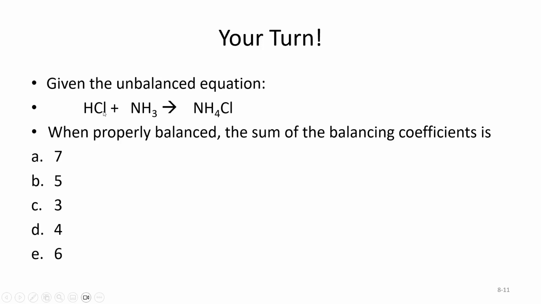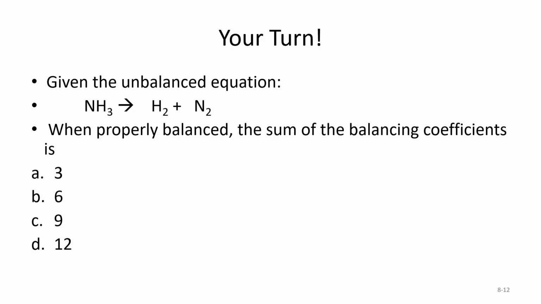We have 1 chlorine on the left side, and there's 1 chlorine on the right side. We have 1 nitrogen on the left side, and there's 1 nitrogen on the right side. So this is balanced. Although we typically don't write the coefficients of 1, if they're asking for the sum, we have 1 of these, 1 of these, and 1 of these. 1 plus 1 plus 1 gives us 3. So the sum of the balancing coefficients is asking us to add the numbers that we added in front in order to balance it.